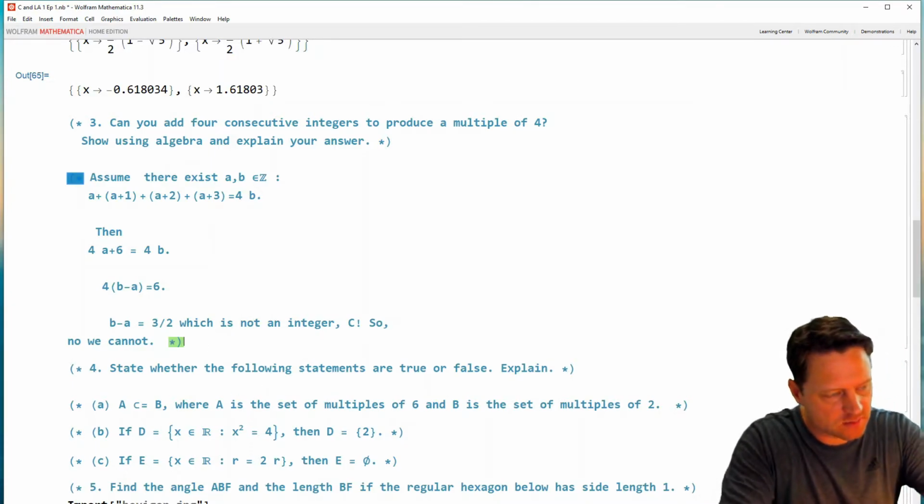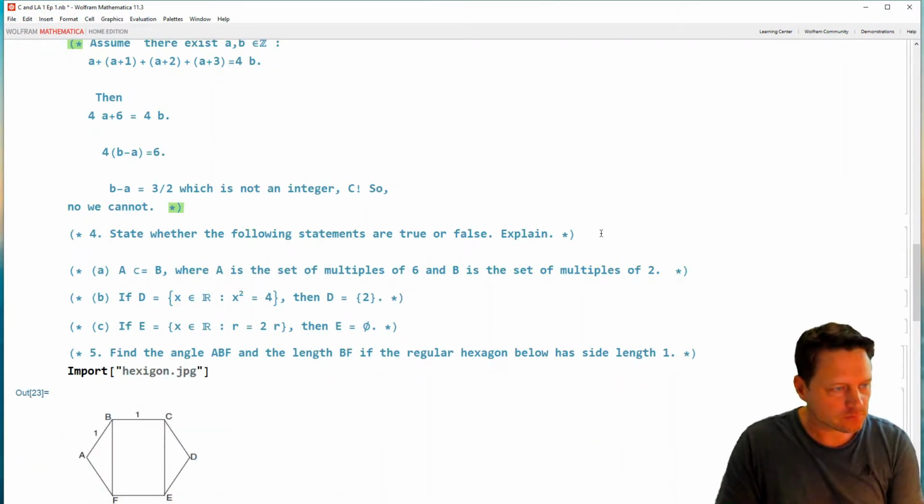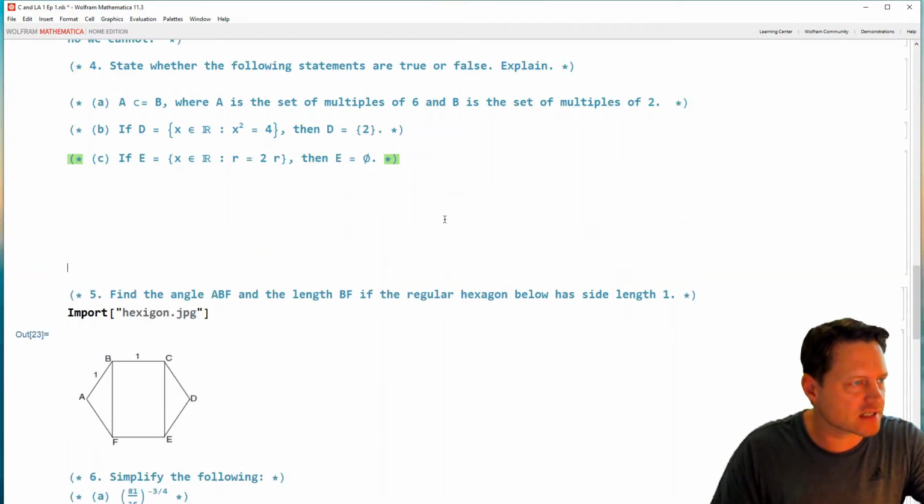because all we did is do some typing there. Okay, let's have a look at the next one. State whether the following statements are true or false. Explain. All right, and I'll give some space between this and the next question.